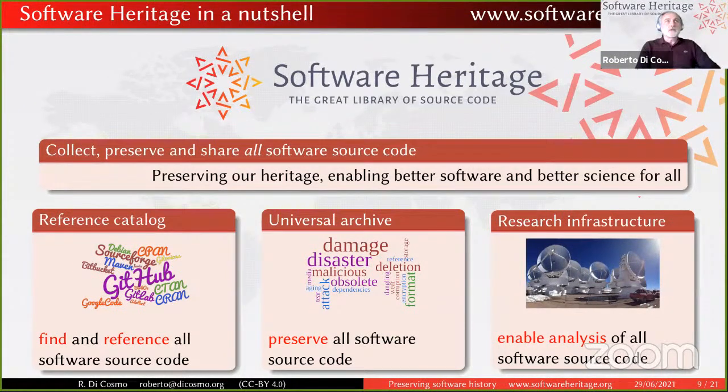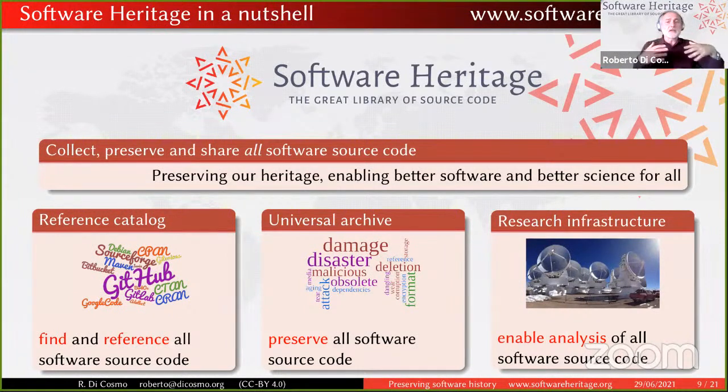The mission of Software Heritage, or the Software Heritage Foundation, is exactly to collect, preserve, and share all the source code of the software which is publicly available today. So we are building a reference catalog, where you can find and reference all the source code, no matter where it comes from. We are building a universal archive that actually ensures the software which is archived there will stay there over time. And last but not least, for our community, we are also putting the first stone of the key infrastructure.